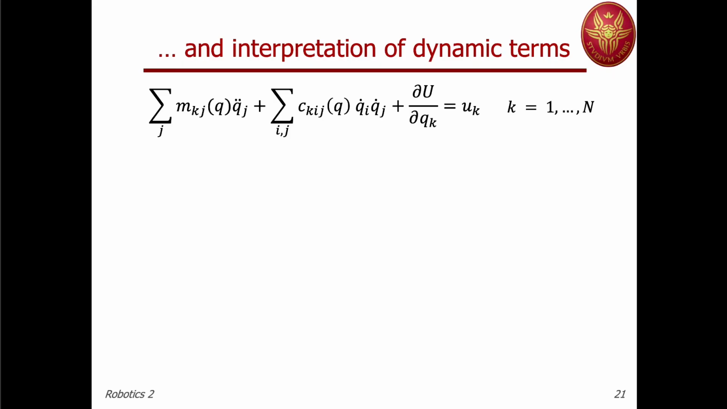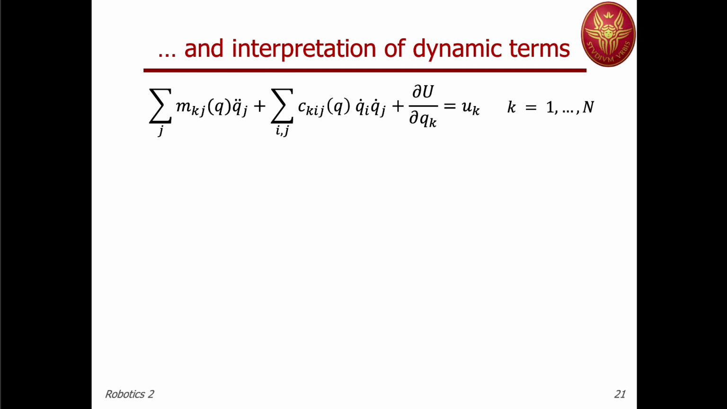Okay, so now let's rewrite those terms once we have symmetrized things with the Christoffel symbols. See, we have the m elements, mkj, of the inertia matrix. We have the Christoffel symbols which are weighting the quadratic velocities in the model, and then we have a gravity-related term.